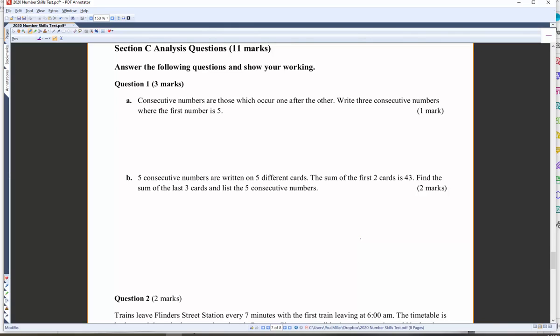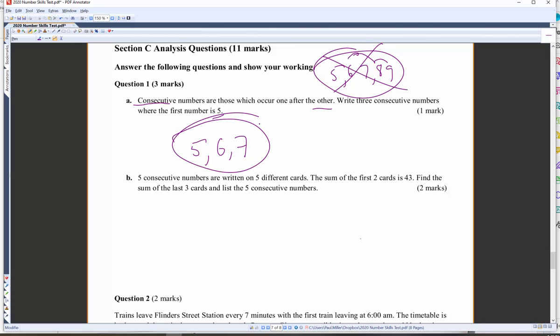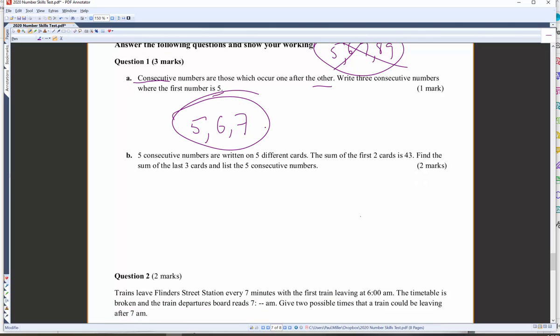Okay, many students struggled with this terminology of consecutive numbers. Consecutive things are one after the other, okay? Now that does not mean 5, 7, and 9 are consecutive, because they're not. Consecutive means one after the other, and what you've done is skipped poor old 6 and poor old 8 here. They're not consecutive because you're skipping. So 3 consecutive numbers where the first number is 5: the first number is 5, followed by 6, followed by 7. It's the only one that's an acceptable answer.